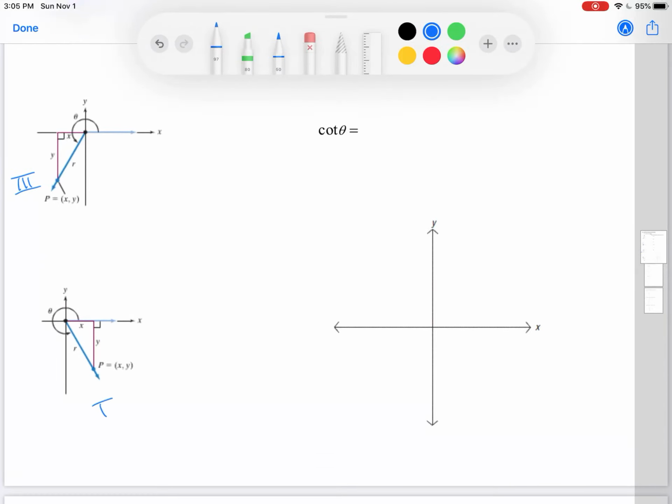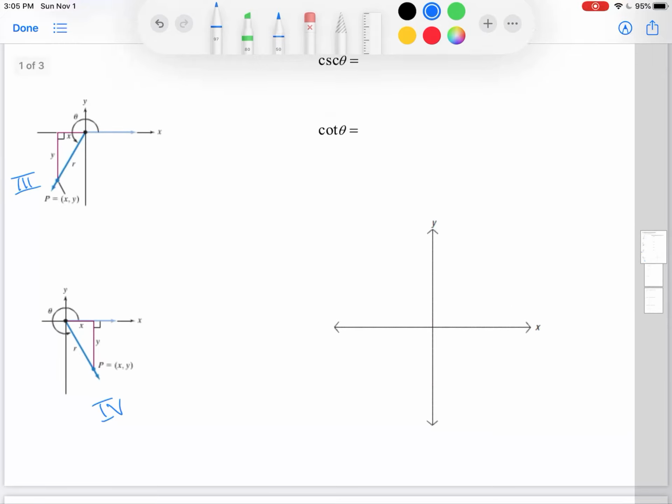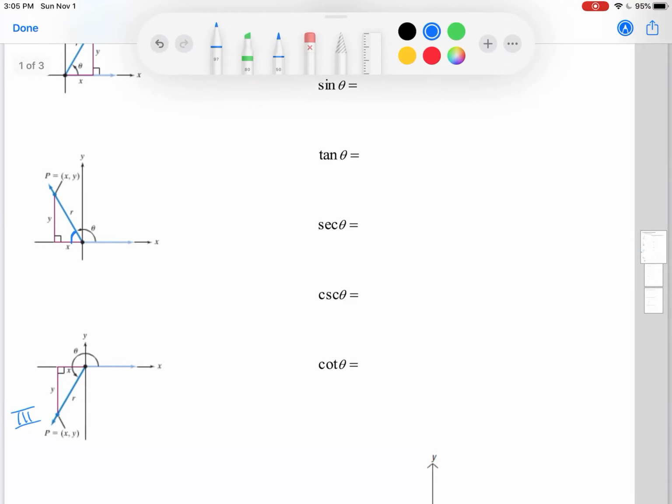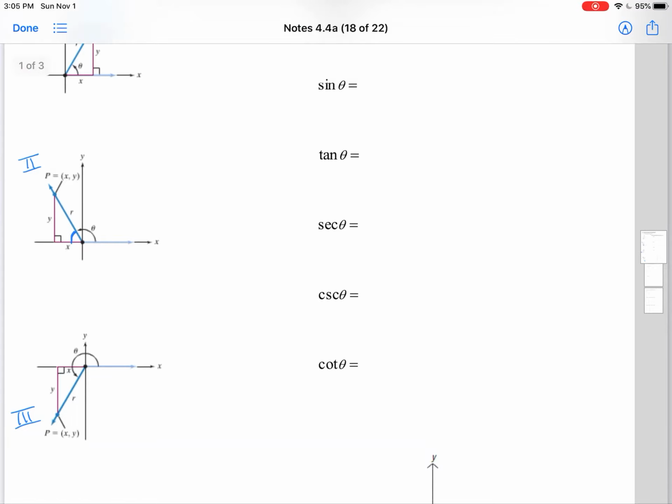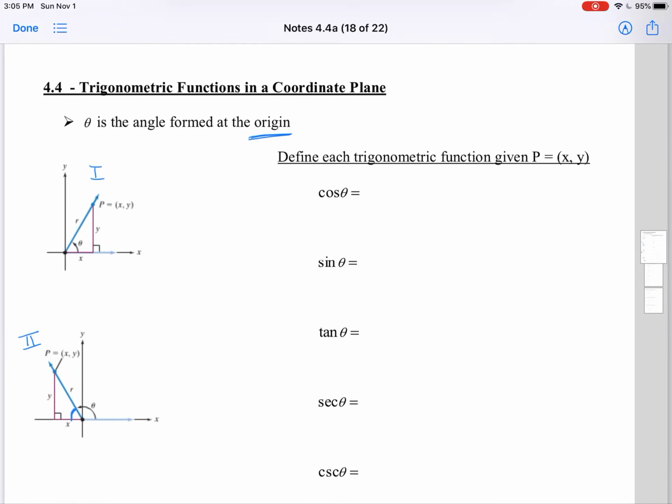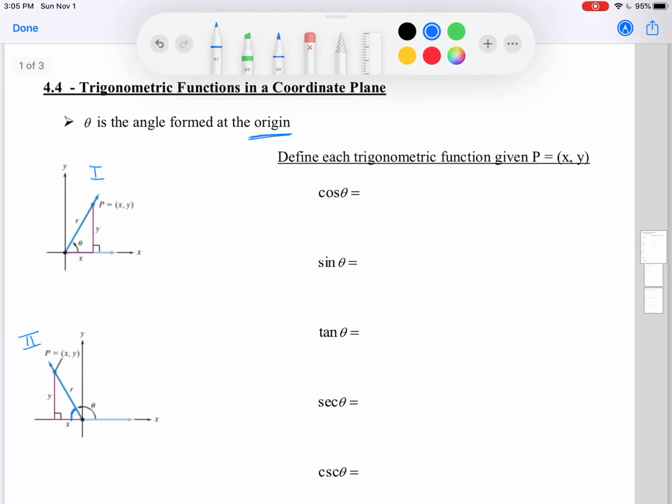Heading down, we have the third quadrant. I should be labeling these. The third quadrant, those are three I's. And then the fourth one, of course, is the fourth quadrant, which is an I and a V represented together. So just some things to look at. We're talking about the angles off of the origin every single time. And of course, this was the second quadrant.